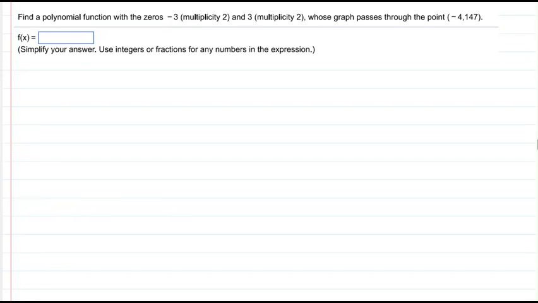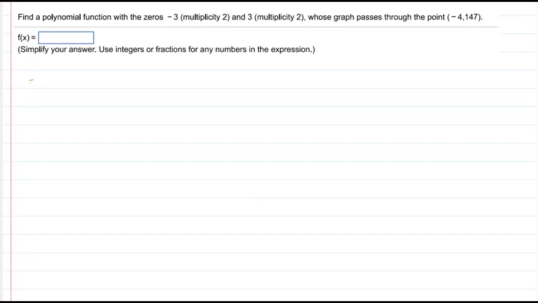Hi everyone, let's continue the review for test 3. By this question, find a polynomial function with the zeros -3 with multiplicity 2 and positive 3 with multiplicity again 2, whose graph passes through the point -4 and 147.